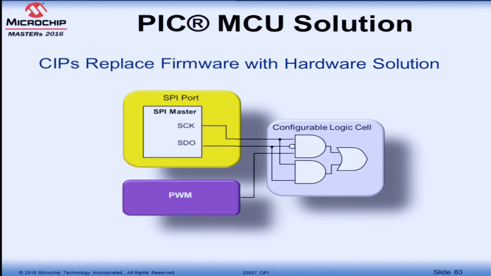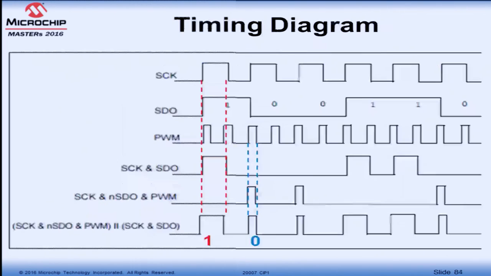As easy as that. We have a combination of the SPI signal, two signals, one clock and one output, and the PWM signal. So how do we achieve the logic here?